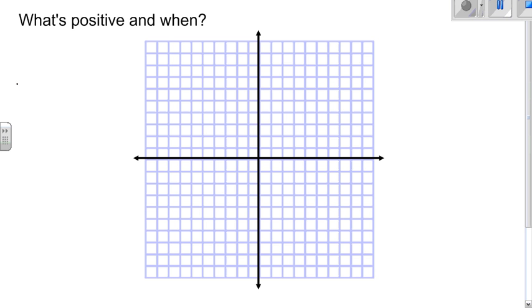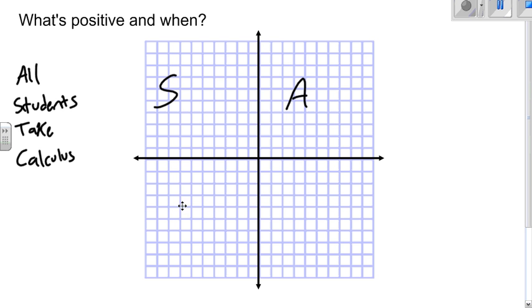And the saying is, all students take calculus. It's just a fairly common mnemonic to help you remember. All students take calculus. And what this one tells you is, in quadrant 1, all the trig functions are positive.